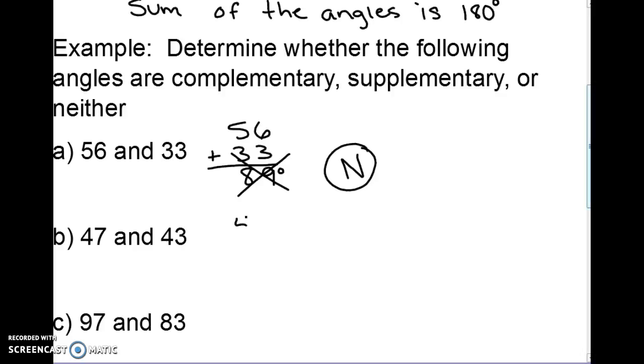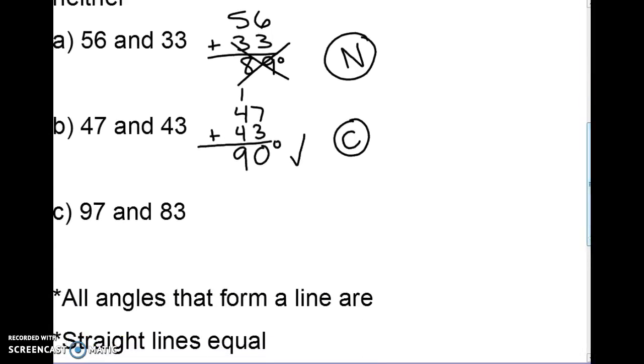Same concept, so if I have 47 plus 43. 7 plus 3 is 10, and then we've got 90. Because our two angles added to be exactly 90 degrees, we're going to say those are complementary angles. When I get to 97 and 83, and I add those together, I get 180, so those are supplementary angles.